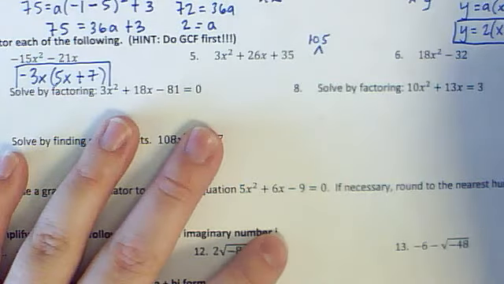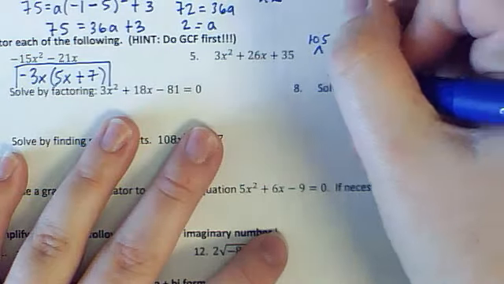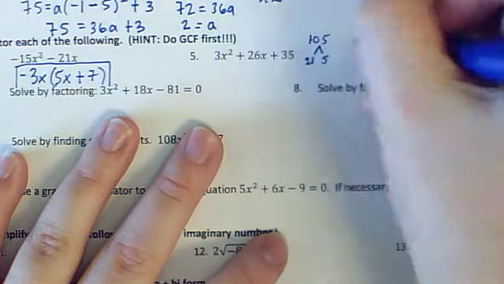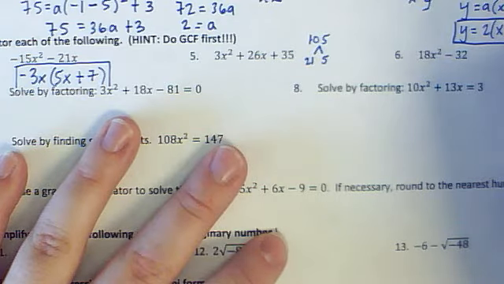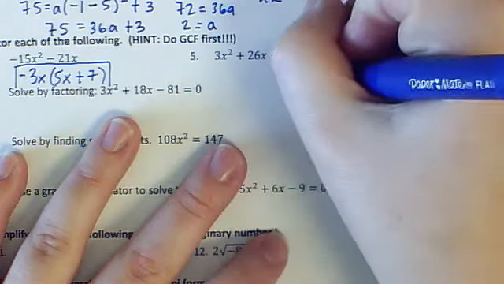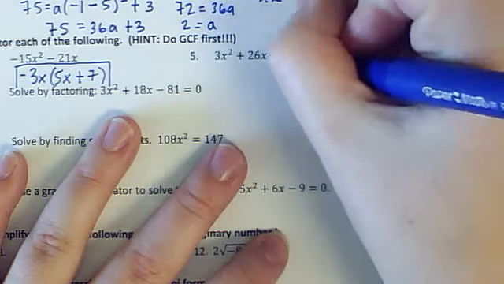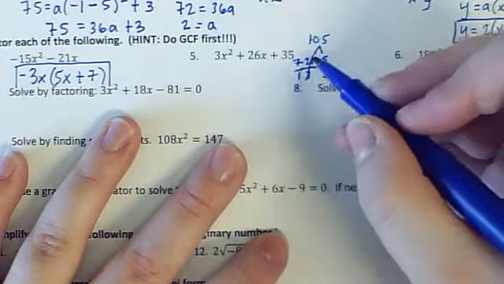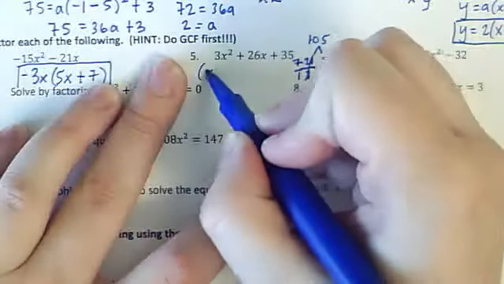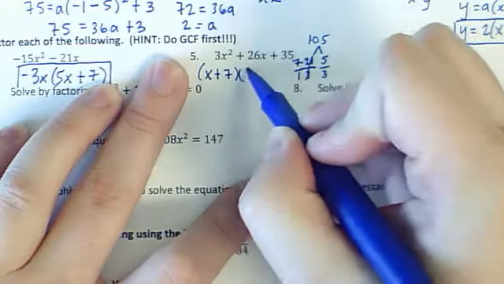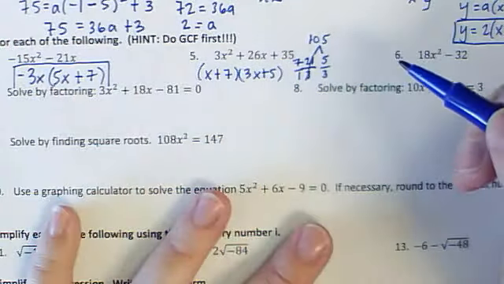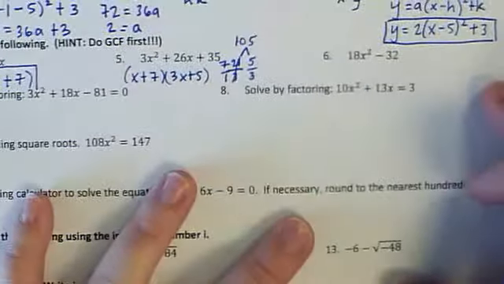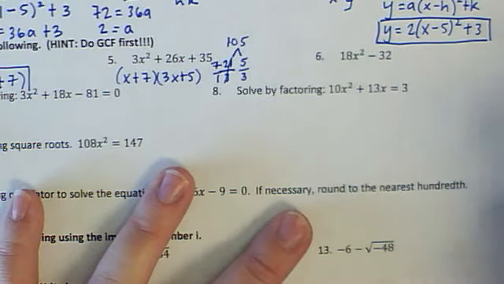Two numbers that multiply to be 105 that add to be 26 are 21 and 5. If you don't know those, just go through your calculator and find numbers that multiply to be 20 or 105. Divide by A. Reduce. Put x on the bottom, read up, so this becomes x plus 7 and 3x plus 5. So there's your factors for that. And you're done.